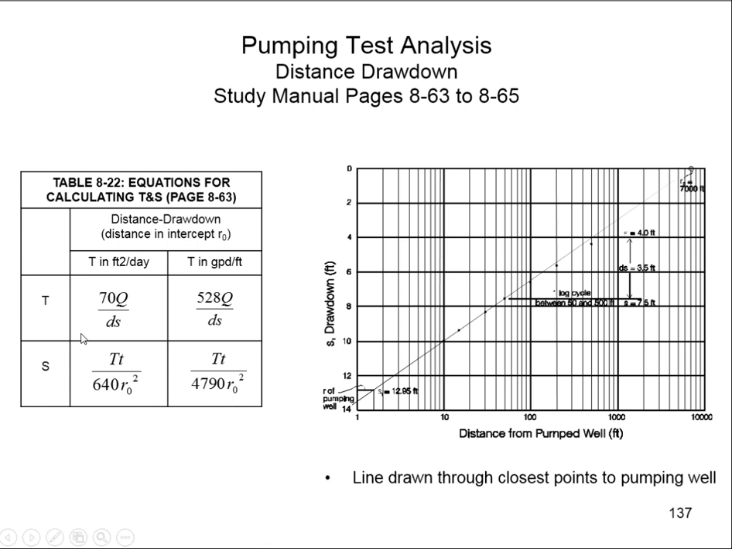Now for the equations, the numerator has doubled. 35 is now 70. 264 is now 528. We've exchanged the intercepts, the distance for the time, and the storage equations are essentially the same.